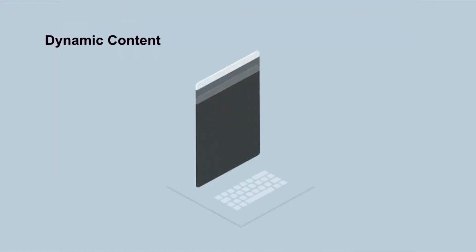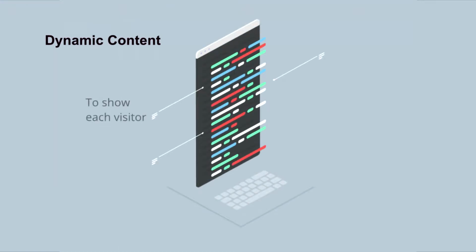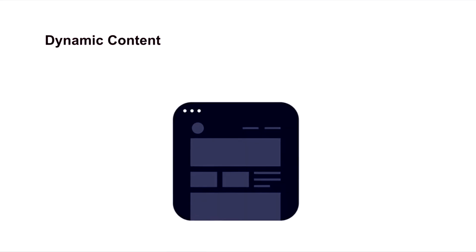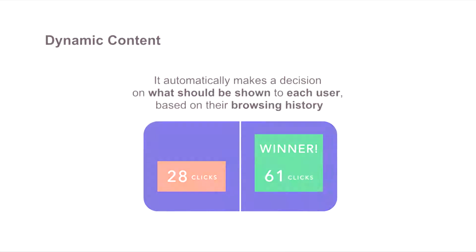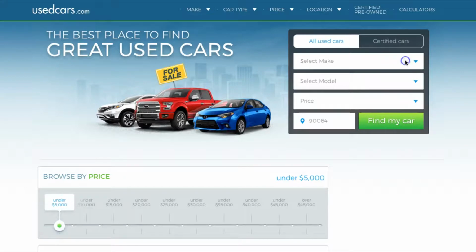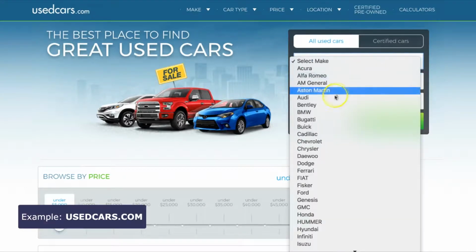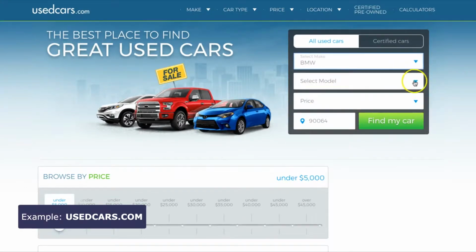Dynamic Content Module enables us to show the visitors a version of the website that is most likely to lead to conversion or any other desired action. The DC system automatically makes a decision on what should be shown to each user based on their browsing history. Let us demonstrate how the system works on a particular website, specializing in used car sales.